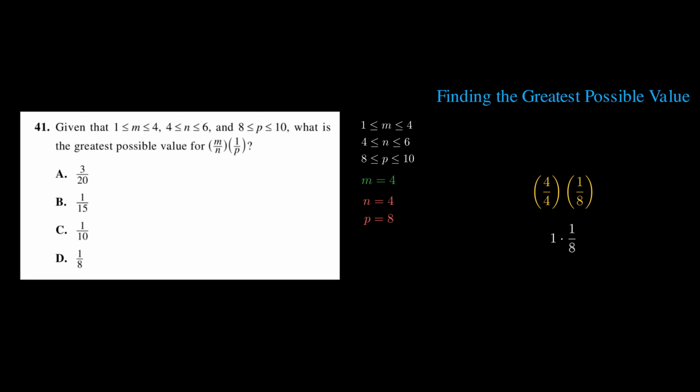Now plug the values into the expression. 4 over 4 equals 1. So the expression becomes 1 times 1 over 8, and that equals 1 over 8. So the greatest possible value is 1 over 8, which matches answer choice D.